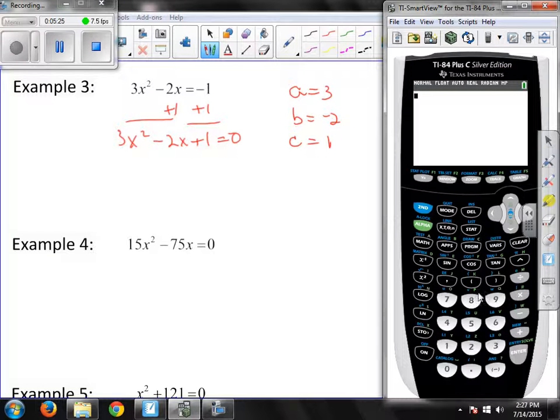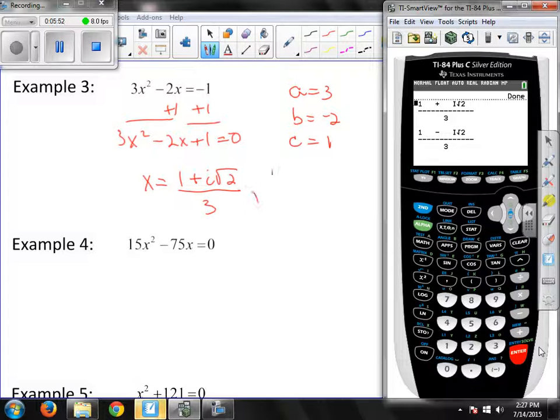Let's use our quad program again. Program 5, enter. A is 3, B is negative 2, and C is 1. Okay, so x, there are two solutions here. 1 plus i square root of 2 all over 3, and 1 minus i square root of 2 over 3. This is the answer I would have gotten by plugging it in and reducing.